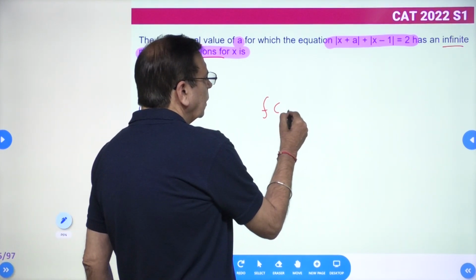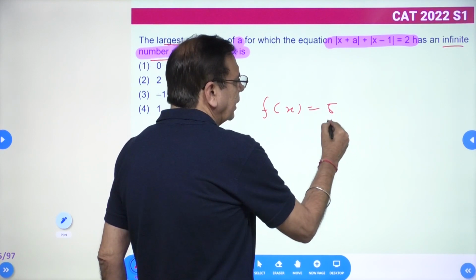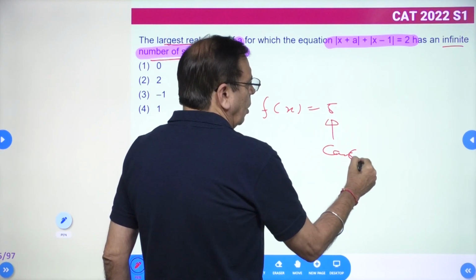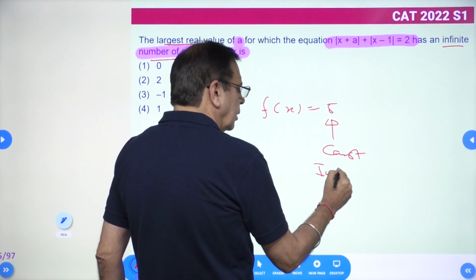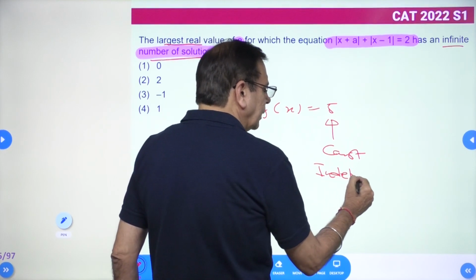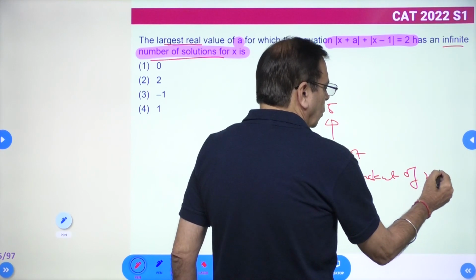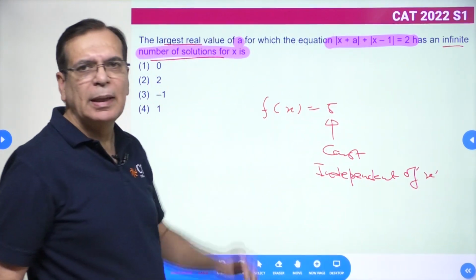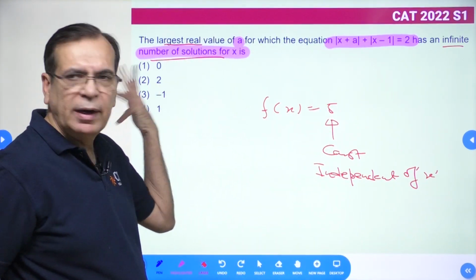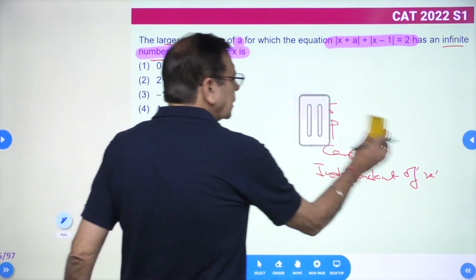The interesting thing about f(x) equal to 5 is that on the right hand side you have a constant, a number, an expression which is independent of x. So if on the right hand side I can make it independent of x, मेरे को तो infinite solution मिल जाएंगे. So that is what I will do.